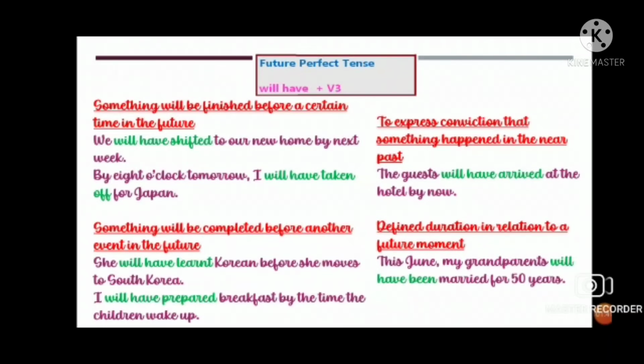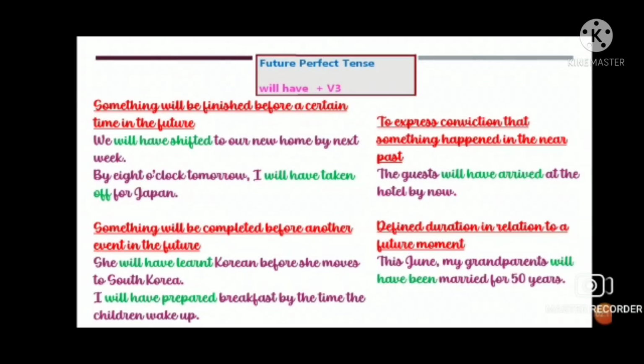Final usage, defined duration in relation to a future moment. This June, my grandparents will have been married for 50 years. So by this June, they are going to reach 50 years. They are in the process of reaching 50 years. So by this June, they are going to celebrate their 50th wedding anniversary. So that's what they meant here. This June, my grandparents will have been married for 50 years.